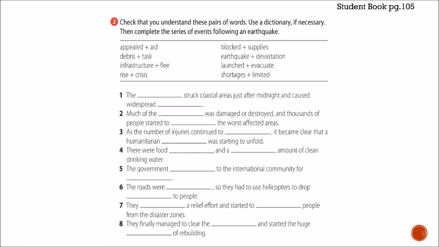For example, number 1 says, the blank struck coastal areas just after midnight and caused widespread blank. So we're talking about an earthquake, right? So what struck? The earthquake struck coastal areas just after midnight and caused widespread. So we know that the word we need to use is devastation, okay? So you're going to do the same for numbers 2, 3, 4, 5, 6, 7, and 8, and then we're going to check them together, okay? So guys, take a couple of minutes, and once you finish, we'll check them.